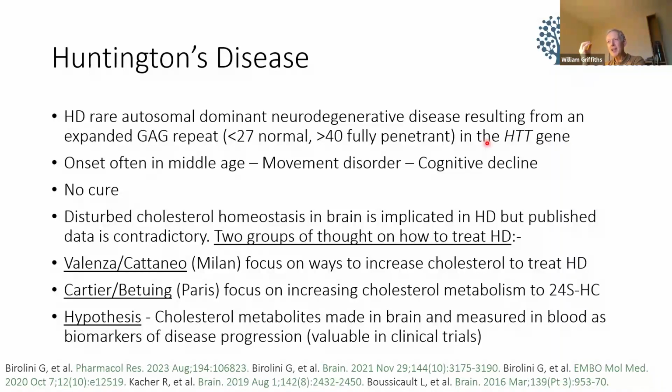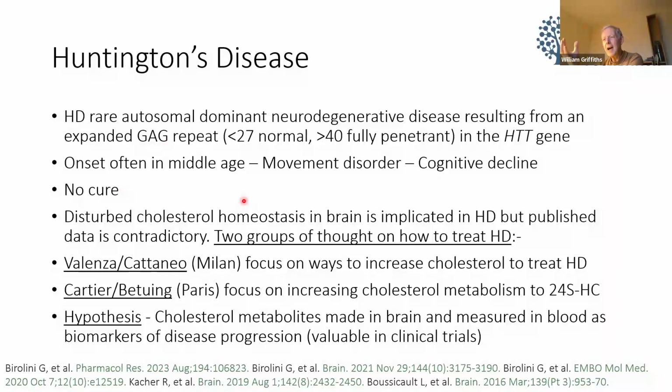So this genetic modification results in Huntington's disease. It's a horrible disease. First of all, it's autosomal dominant, so if one of your parents has it, there's a 50% chance that you will get it. Onset is often in middle age, and it's a movement disorder, and it also results in cognitive decline. There's no cure, and death is the result. So why might we be interested in Huntington's disease? Well, it's thought that Huntington's disease is linked in some way to disturbed cholesterol homeostasis in the brain.